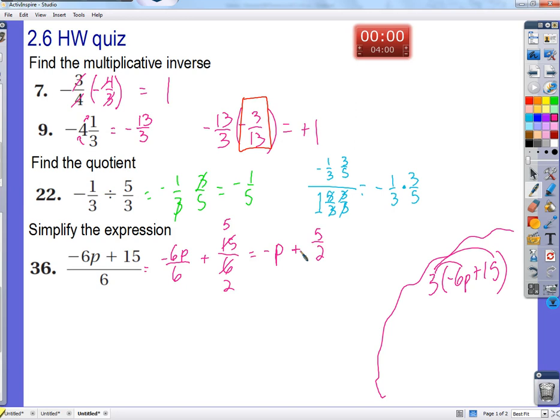Division needs to be applied to everything in the parentheses. This is in parentheses, right? It's grouped together. That's what parentheses do. These things are grouped together by virtue of the fact that they're in the numerator together. They make up the numerator. So this division by 6 needs to apply to that and to that. I don't know what it did wrong in that one.